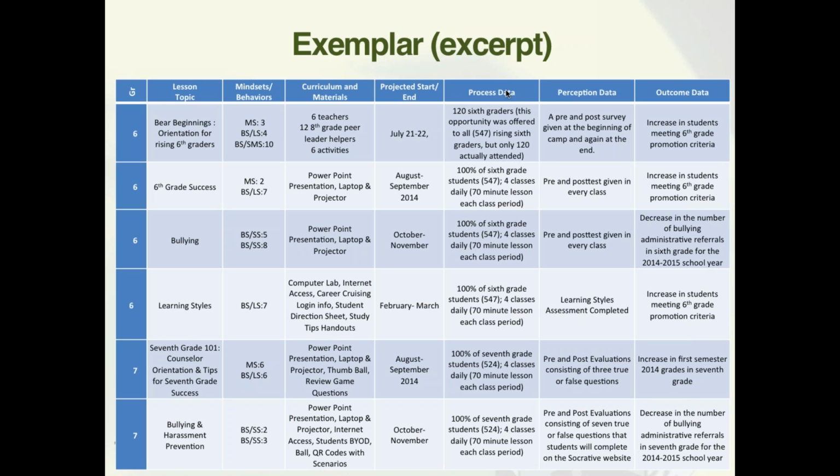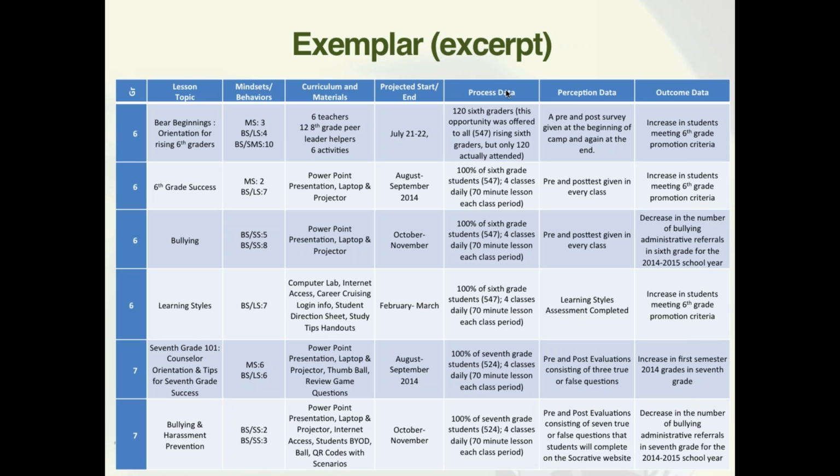You can see under perception data that this is just the plan for how that would be collected. Most of these say a pre and a post. The fourth lesson down identifies an assessment that is going to be completed around learning styles. So it's just the plan. All of these are linked to specific outcome data.